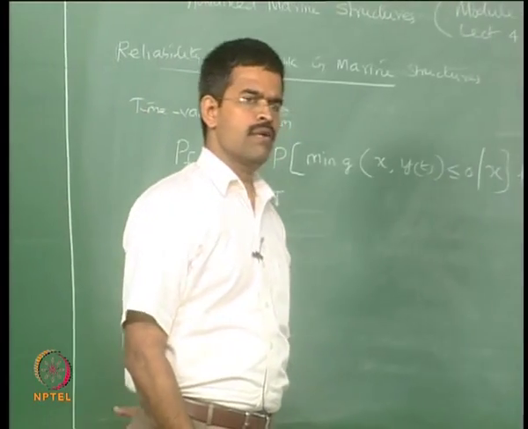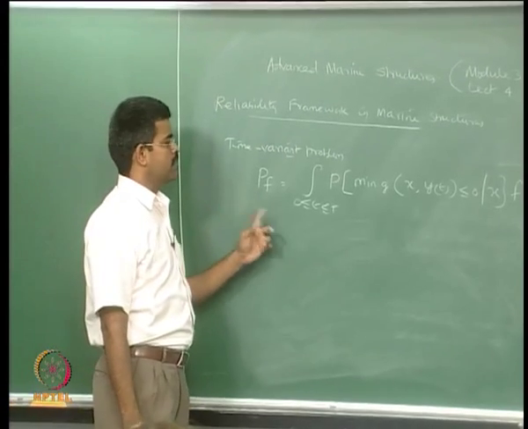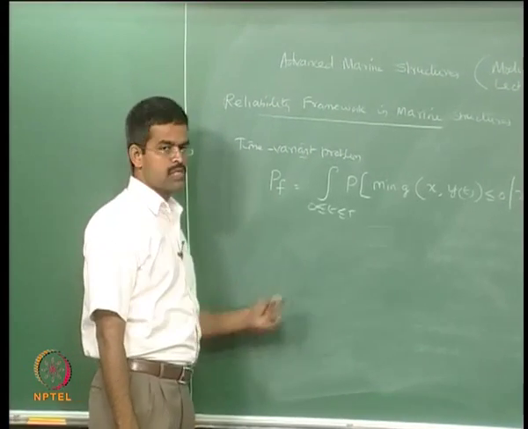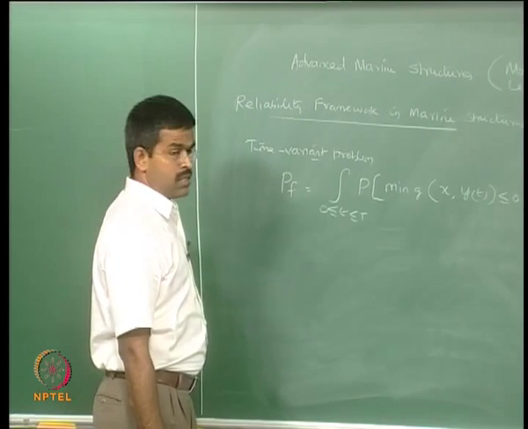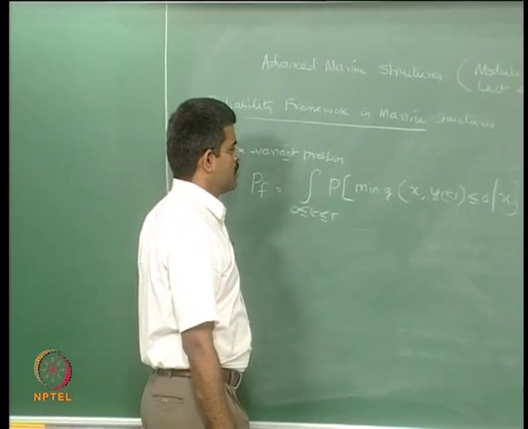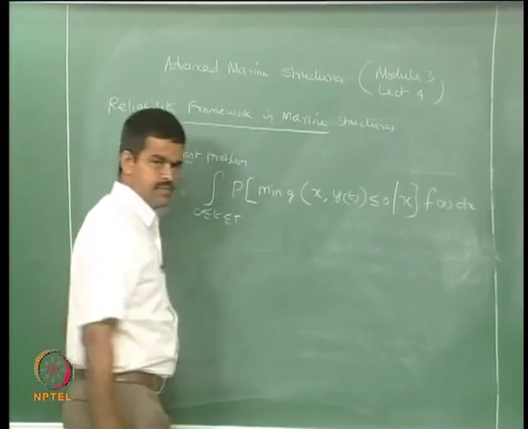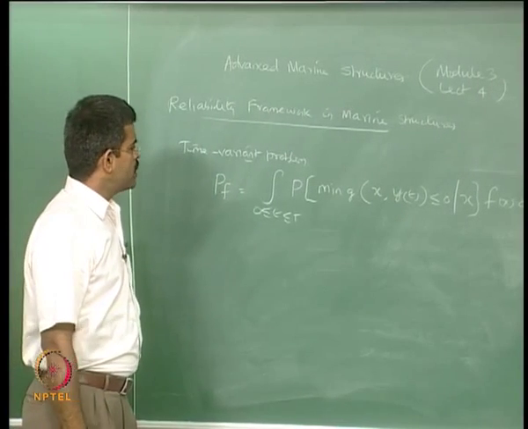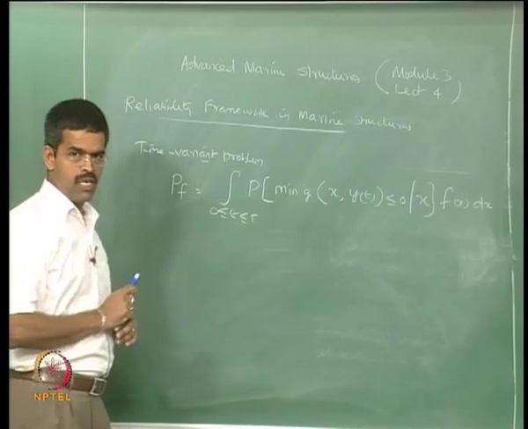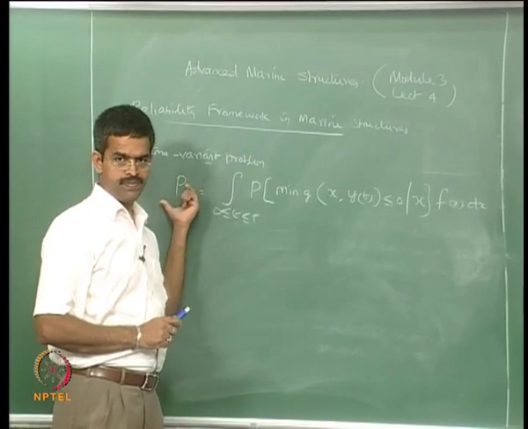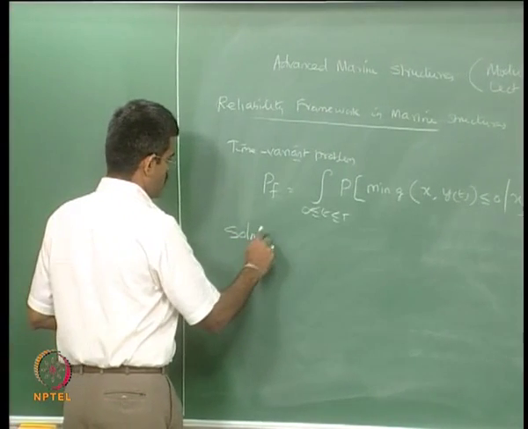In the last lecture we discussed formulation of the reliability problem. We said the time variant problem can be expressed by this equation, where the probability of failure is given by this equation, where it is a conditional probability, because with the given condition of the variables, within a given condition of T lying within the service life of the structure capital T, what is the probability of failure? Okay.